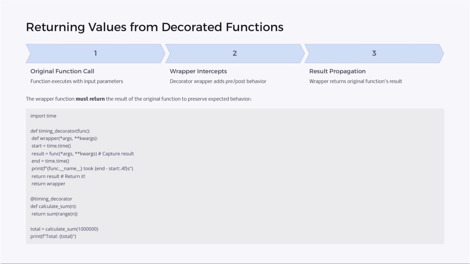Decorators can enhance functions by adding pre/post behaviors while ensuring the original function's result is returned. This is crucial for maintaining expected functionality. For instance, a timing decorator measures execution time and returns the function's result, as seen in calculateSum, which computes the sum of a range efficiently while logging execution time.